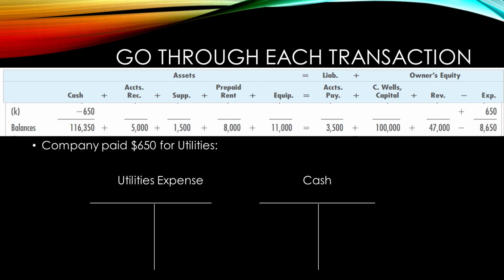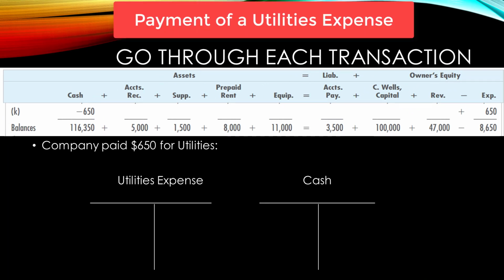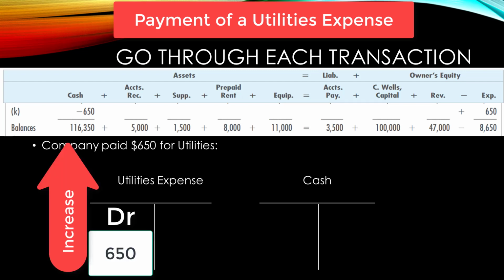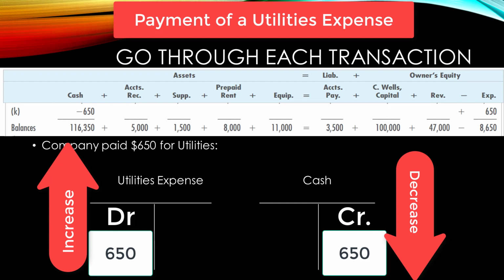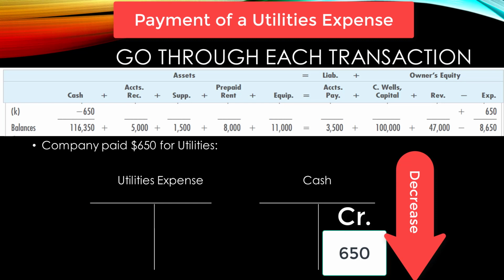Let's do one more transaction involving a utility payment. In this transaction, the company pays $650 for utilities expense. Utilities expense would be increased with a debit, and since cash, an asset account, is going down, it would be decreased by a credit. Remember that at all times, the debits must equal the credits.